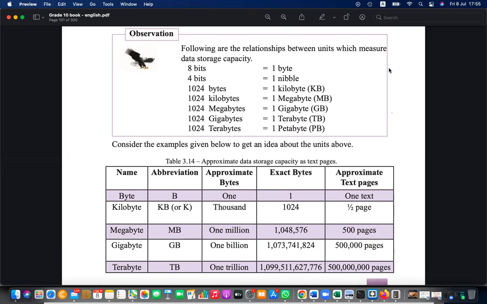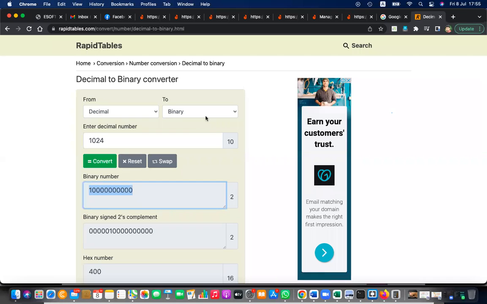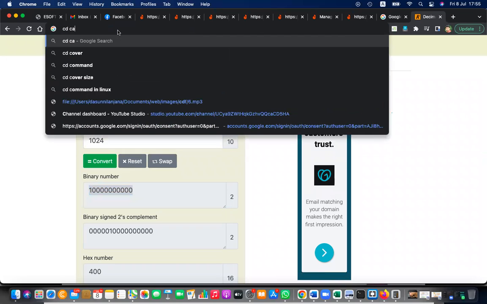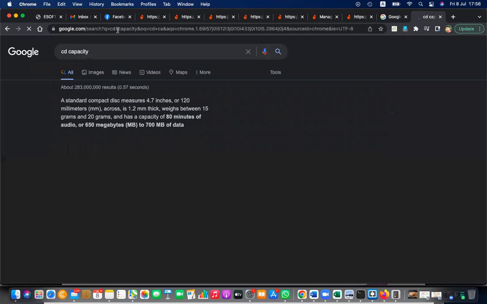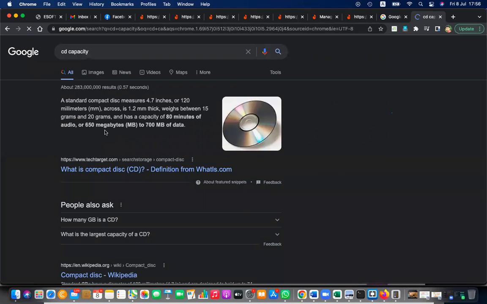CD capacity is measured in megabytes, right? We just discussed that lesson previously. CD capacity is closer to 650 to 700 megabytes. So that is the CD capacity.